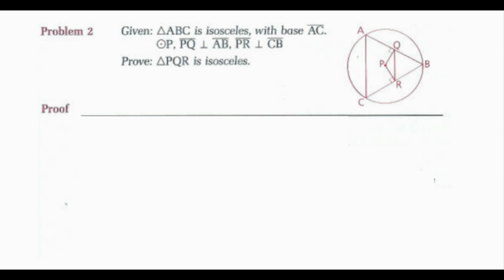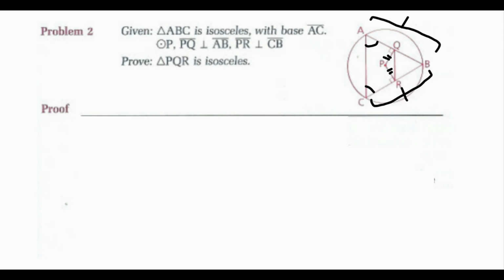Now looking at our givens, we have ABC as isosceles with base AC. That would tell me that sides AB and BC are congruent, as well as angles C and A are congruent. Now, if AB is congruent to CB, by the theorems that we just learned, if I have congruent chords, then they're both equidistant from the center of the circle. I can see that PQ and PR would then be congruent because they are the perpendicular segments with AB and CB. So I would now have PQR as isosceles because if I have two congruent legs, then I would have an isosceles triangle.